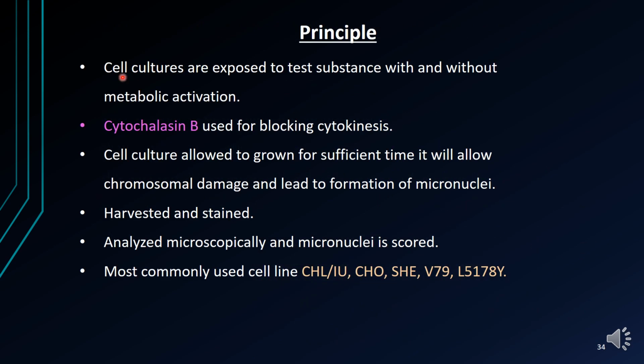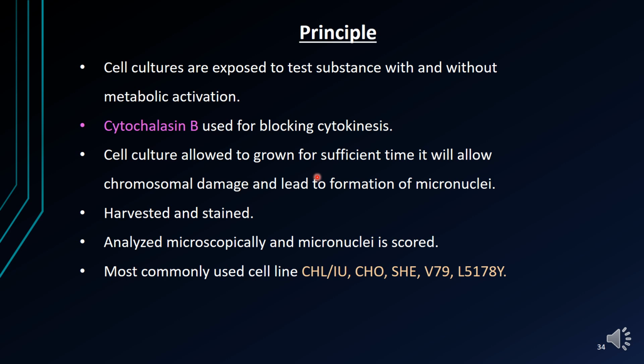Principle: cell cultures are exposed to the test substance with and without metabolic activation system. Then it is treated with cytochalasin B for blocking the cytokinesis. Then cell cultures are allowed to grow for sufficient time. It will allow the chromosomal damage and lead to the formation of micronuclei. Then after that, cells are harvested and stained and analyzed microscopically for the presence of micronuclei and scored.